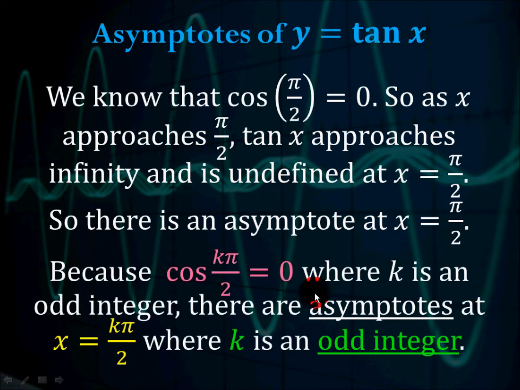Now, if you do that mathematically, cosine is going to be 0 every pi over 2 units away, where k is an odd integer. So what, 1 pi over 2, 3 pi over 2, 5 pi over 2, etc.